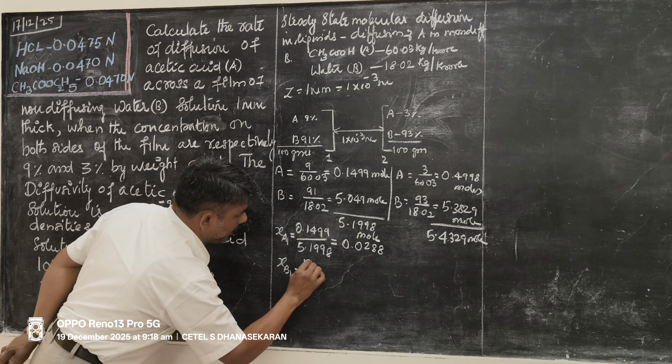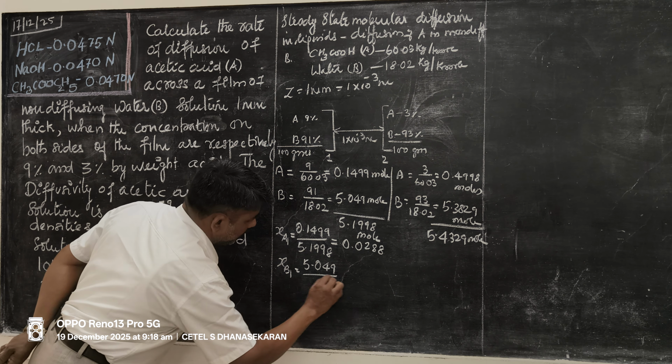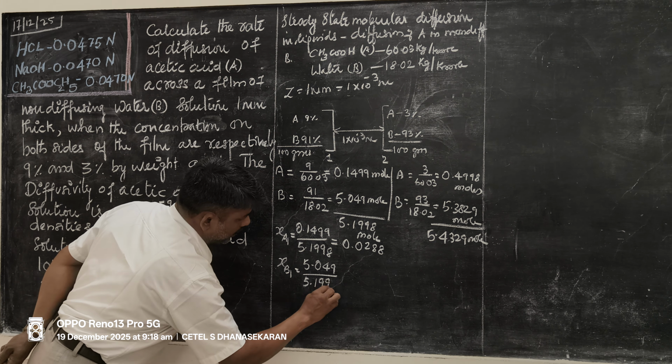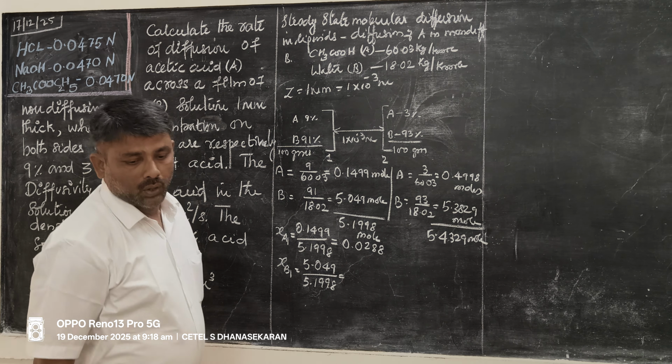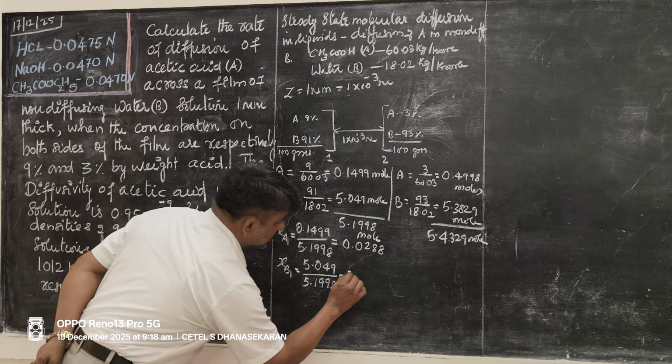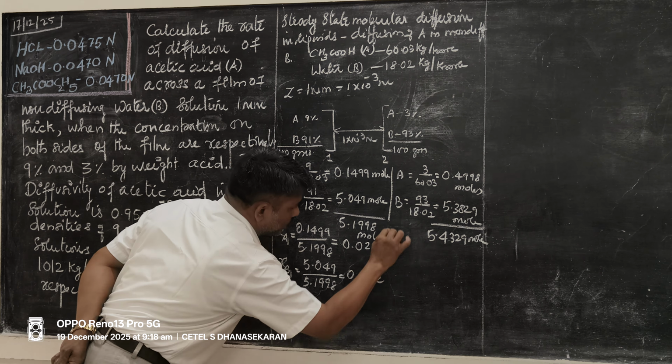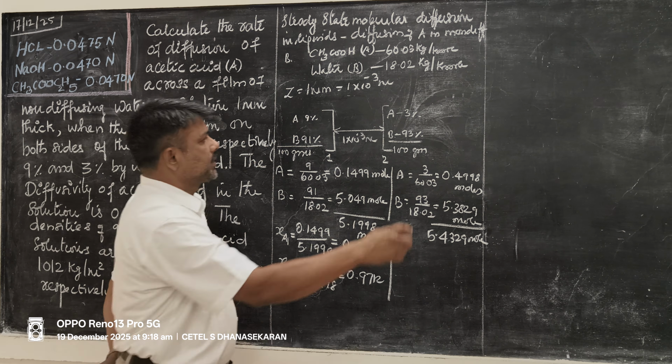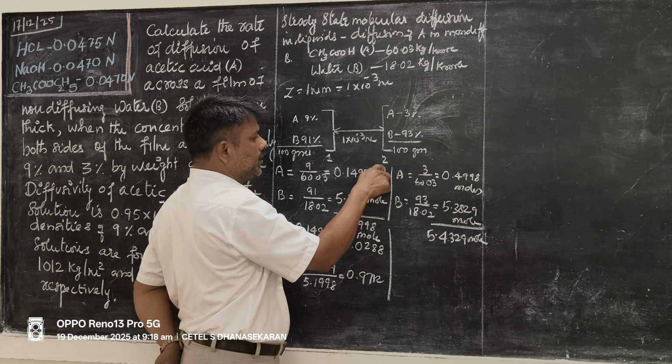Mole fraction of B in section 1: individual mole 5.049 divided by 5.1998. Mole fraction of B in section 1 is 0.9712.